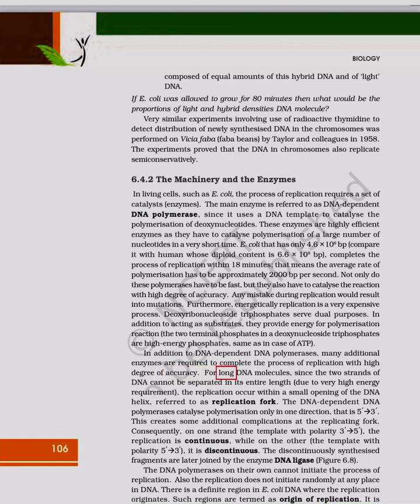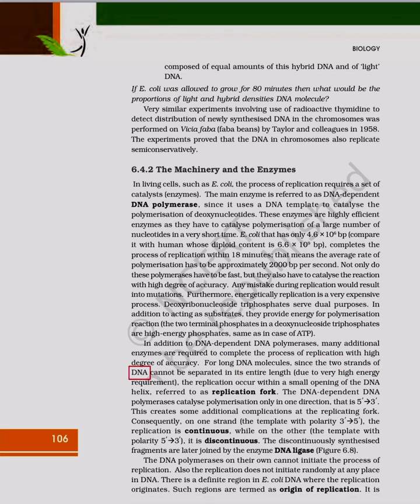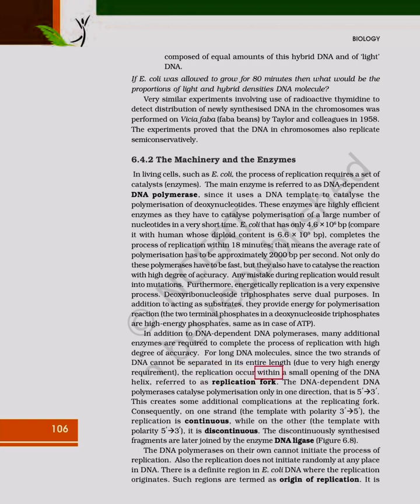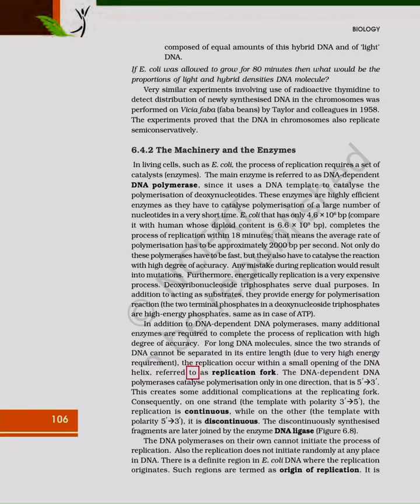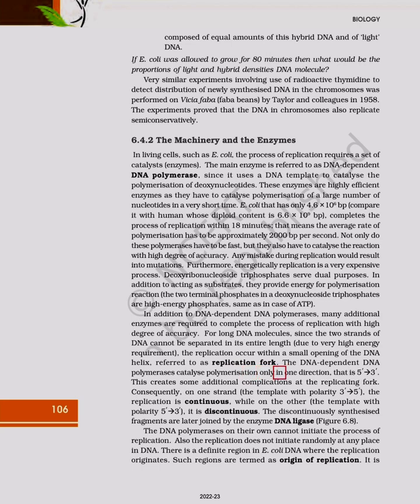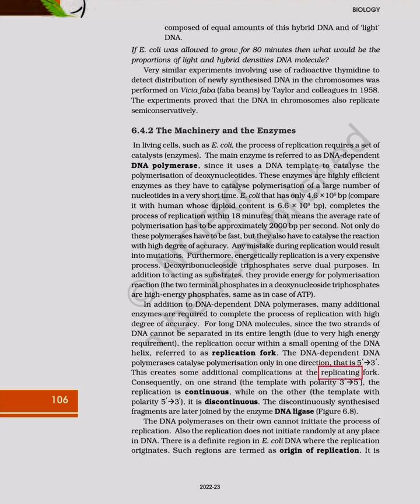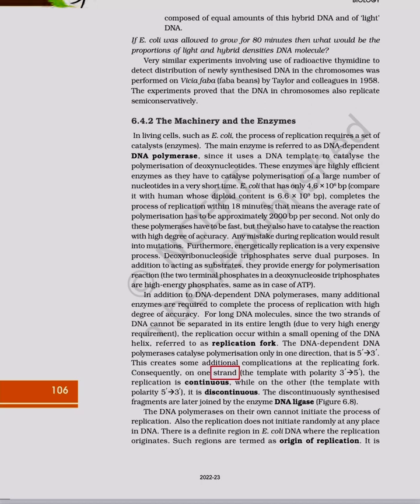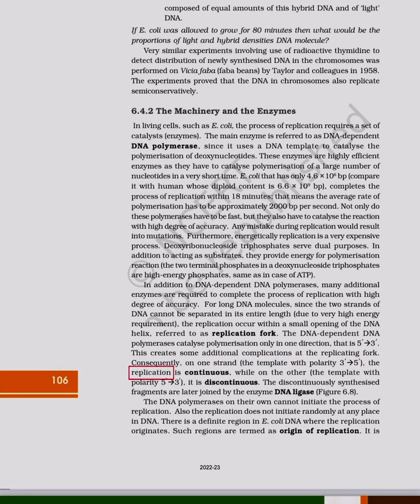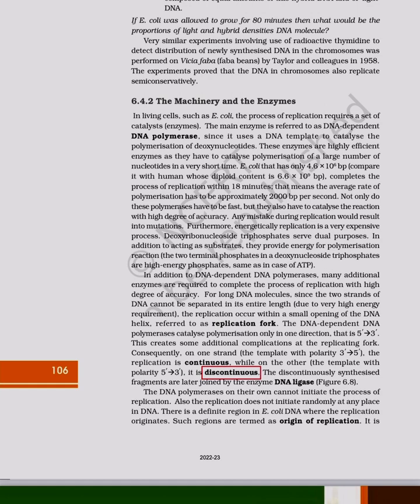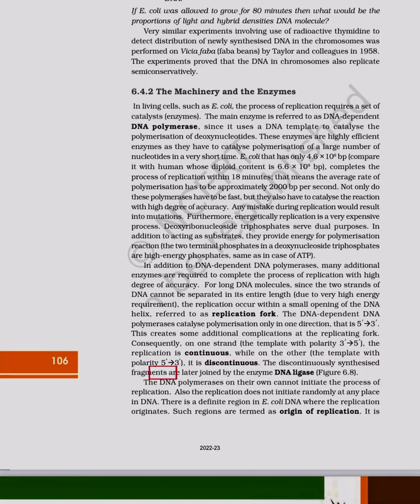For long DNA molecules, since the two strands of DNA cannot be separated in its entire length due to very high energy requirement, the replication occurs within a small opening of the DNA helix, referred to as replication fork. The DNA-dependent DNA polymerases catalyze polymerization only in one direction, that is 5' to 3'. This creates some additional complications at the replicating fork. Consequently, on one strand, the template with polarity 3' to 5', the replication is continuous, while on the other, the template with polarity 5' to 3', it is discontinuous. The discontinuously synthesized fragments are later joined by the enzyme DNA ligase, Figure 6.8.